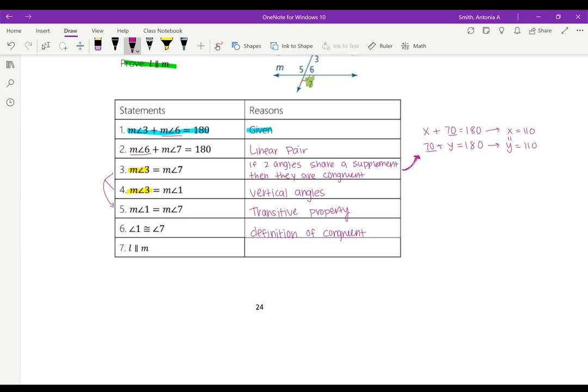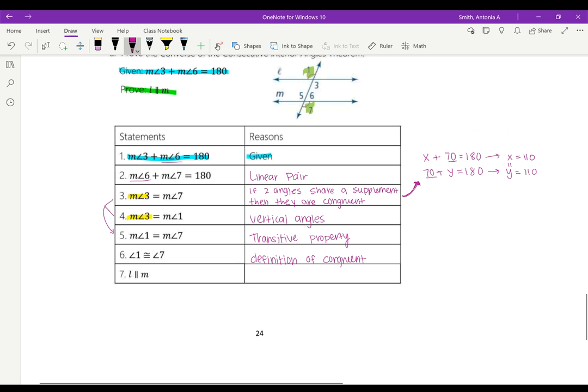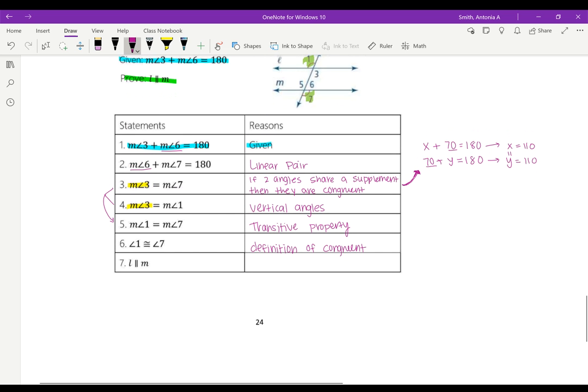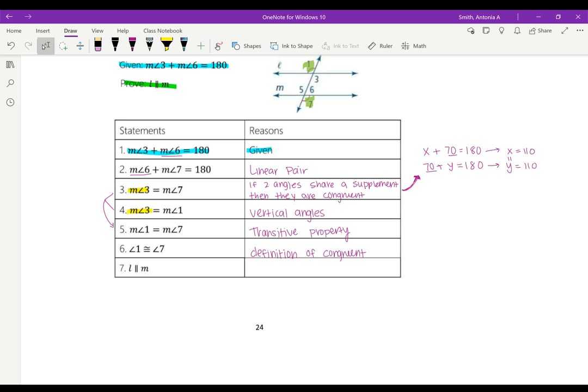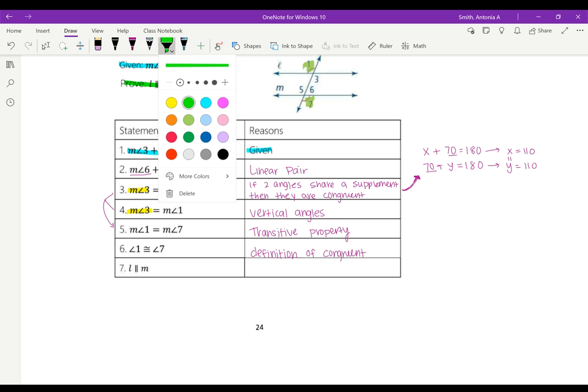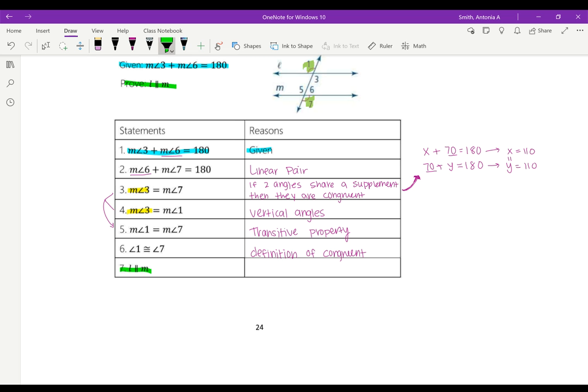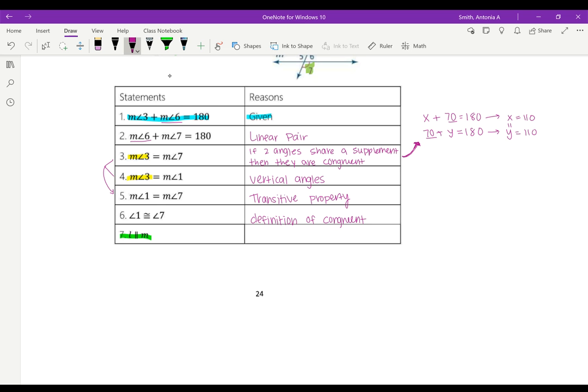So our very last step, we're going from angles 1 and 7 are congruent to say that L is parallel to M. Well, we've already said what angles 1 and 7 are. They have a special relationship, right? They are alternate exterior angles. Since I'm proving, and remember this is always true, whenever you're proving lines are parallel, your last reason is always going to be a converse.